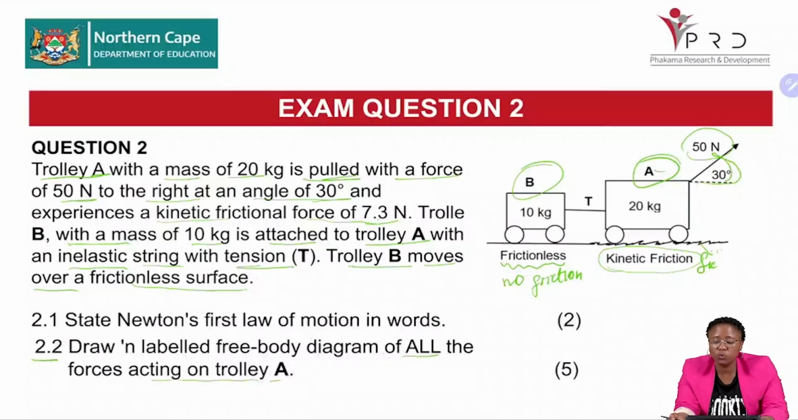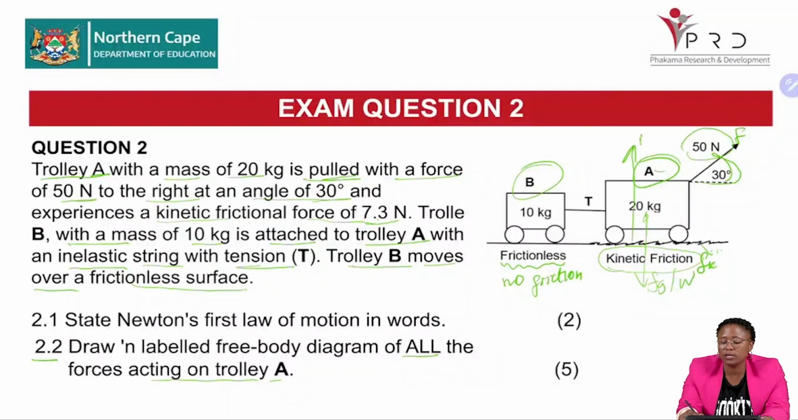So let's quickly look at block A. Block A, we have a force over there of 50 newtons. We have weight, which is Fg or weight. We also have what we call the normal force, and then over there we have the kinetic friction force. Okay, and how many marks is that one? It's 5 marks. So that tells you we have 1, 2, 3, 4. So another force is missing. Which force? It is the tension force.